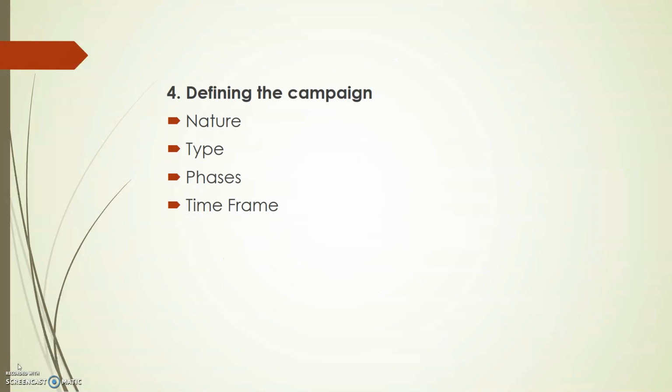Now, the fourth step, defining the campaign, goes in four categories: the nature, type, phases, and time frame. In defining the campaign in relation to its nature, it must answer the questions: will it be antagonistic or non-antagonistic? Will it be confrontational or non-confrontational? Or does the nature of the campaign coincide with the objectives?